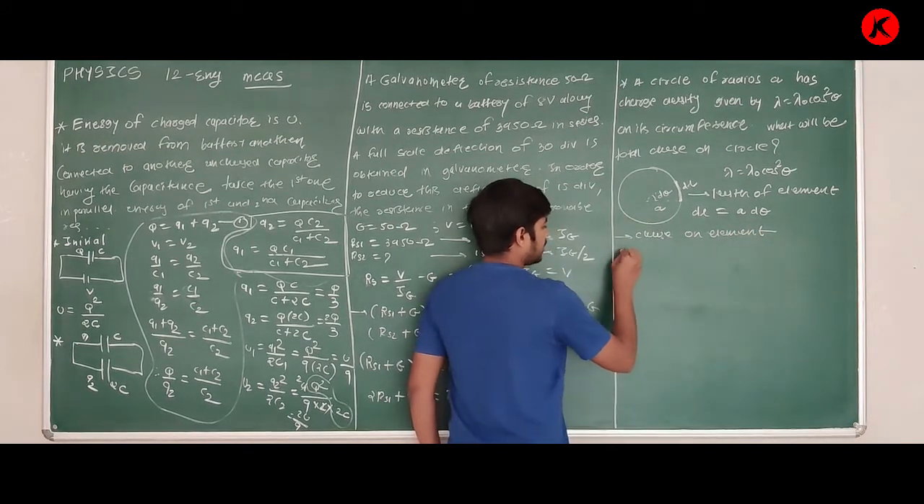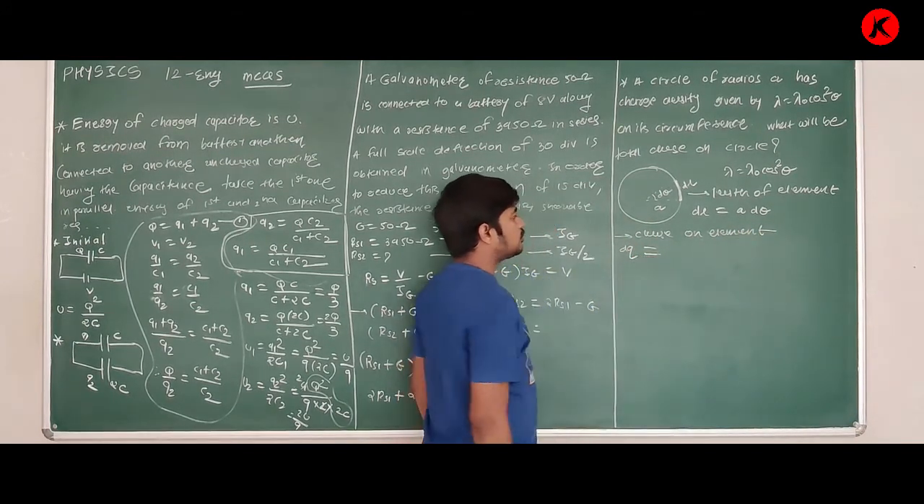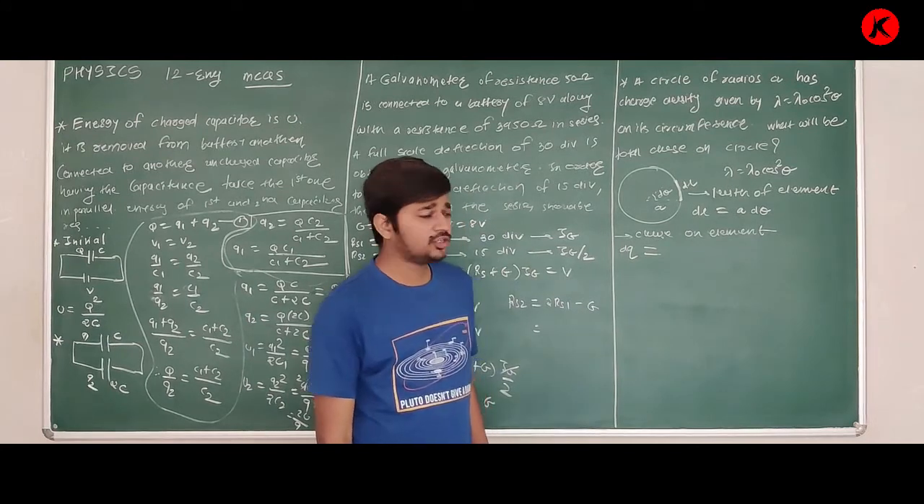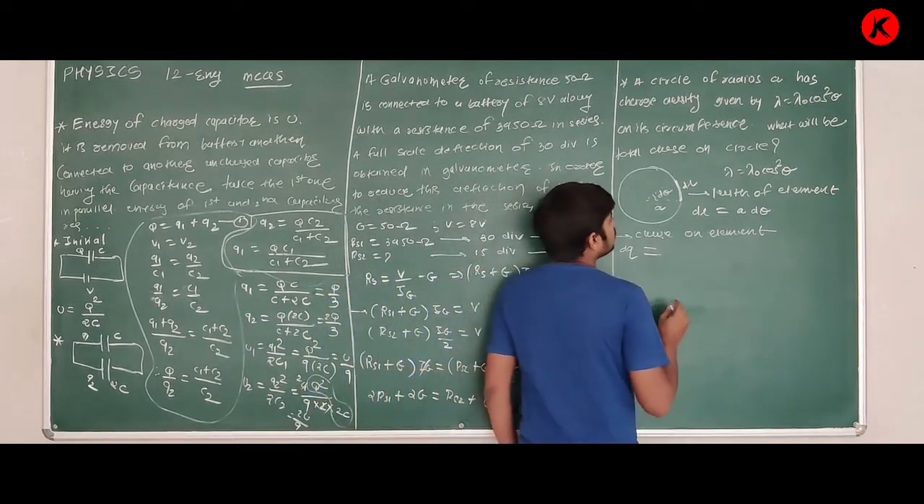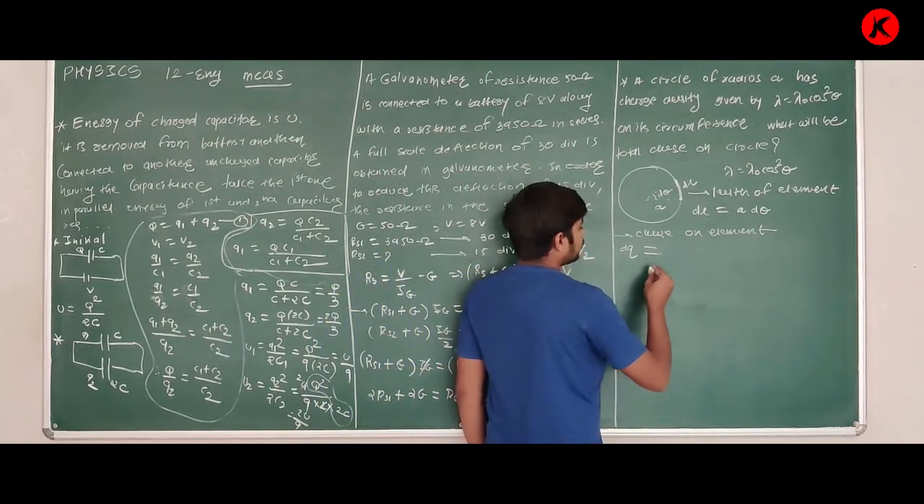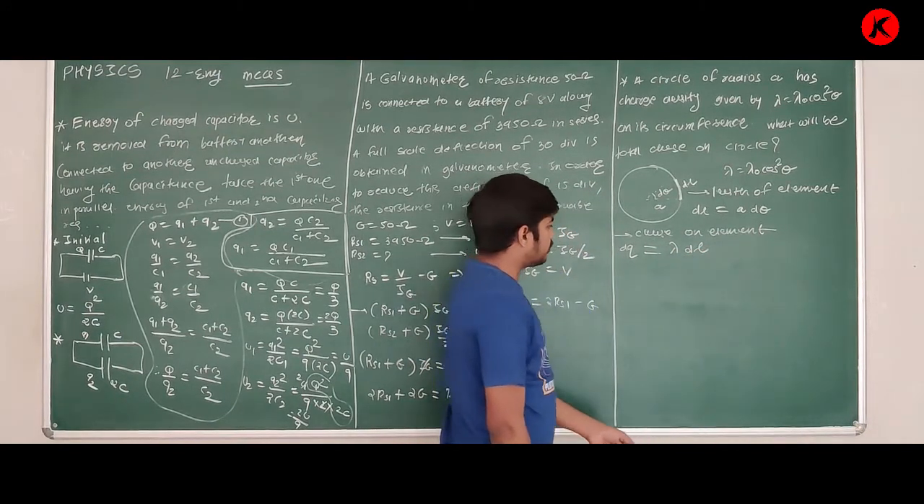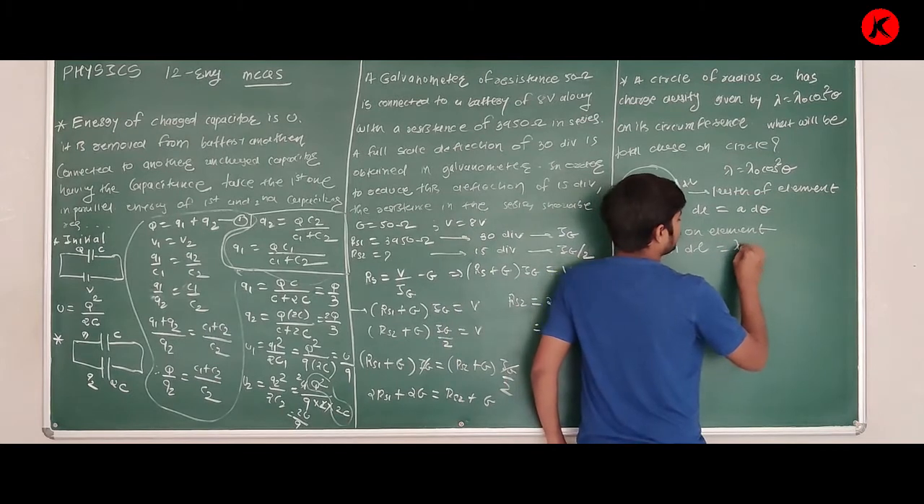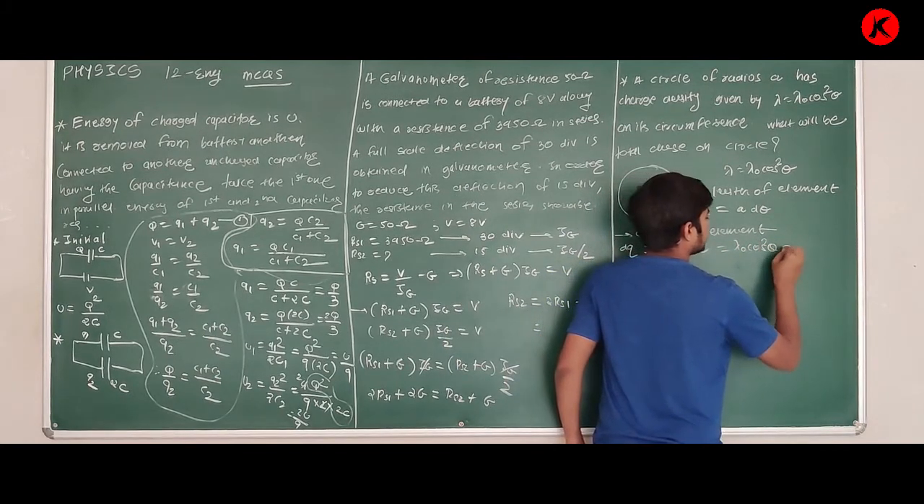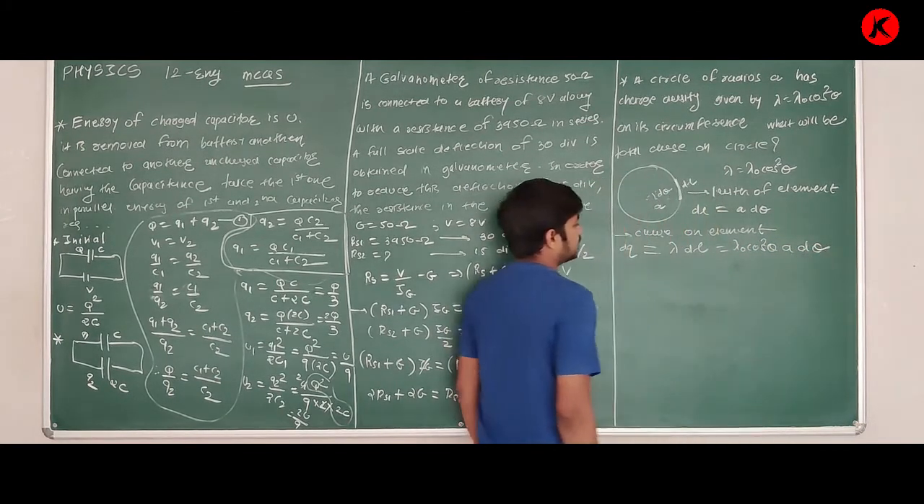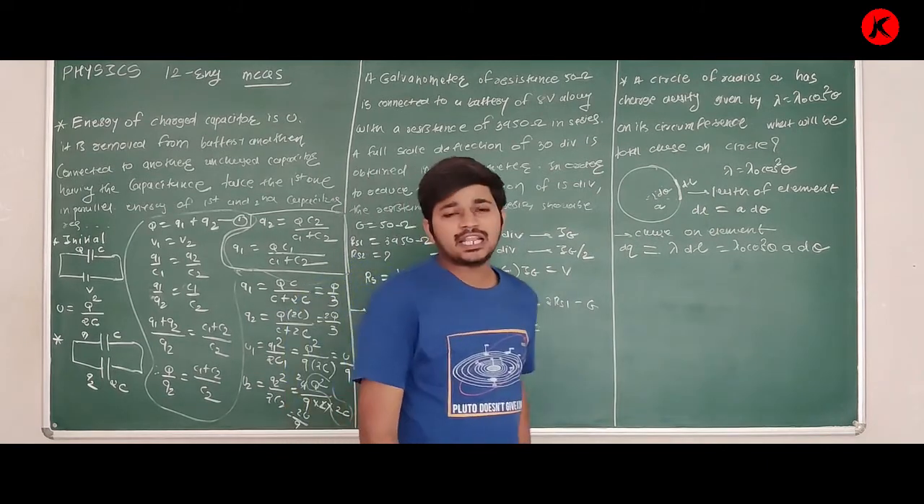Charge on element dq is equal to lambda dl. Yes, we know this relation actually. So it is lambda 0 cos square theta a d theta.